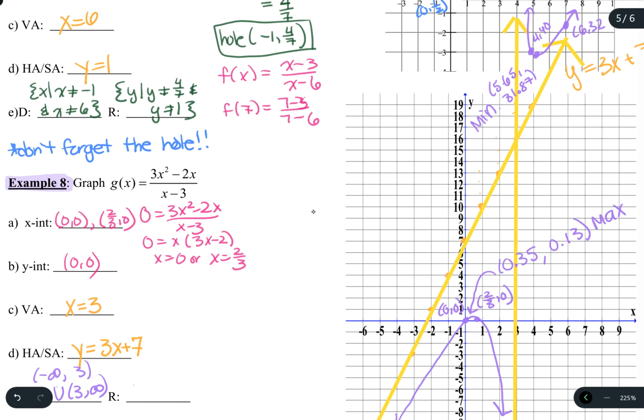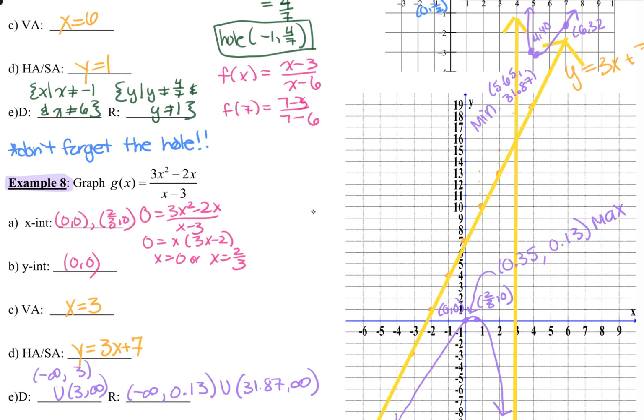And for my range, I'm starting from -infinity all the way up to here. So from -infinity to the y-coordinate, 0.13, union, and then I'm starting again at this minimum value right here and then going up. So I'm at 31.87 to infinity. And there's my range. Whenever you have slant asymptotes, you're welcome to use your calculator for the domain and range. I think sometimes I forget to write that on the assignment list, but please do use your calculator to find the relative max and min so that you can get the accurate domain and range value as needed.